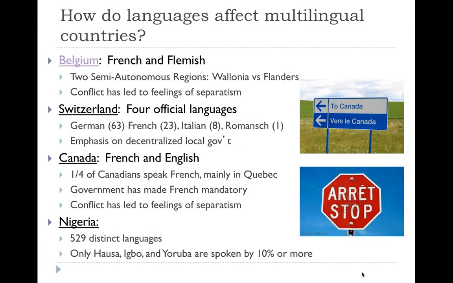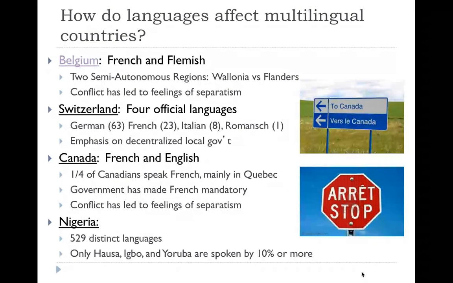Switzerland's another really good example. They have 4 official languages in Switzerland: German, French, Italian, and Romansh. And this has helped in Switzerland because Switzerland has de-emphasized the central government. They have regional governments that are stronger than the centralized government in their country, and they are able to perform those duties of the government in those separate languages in those separate regions.